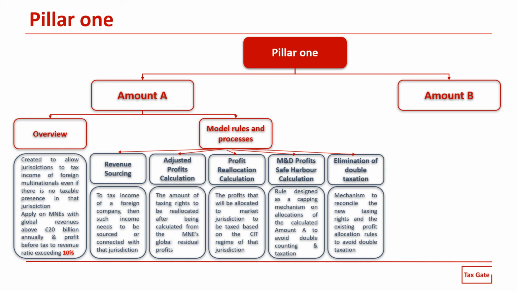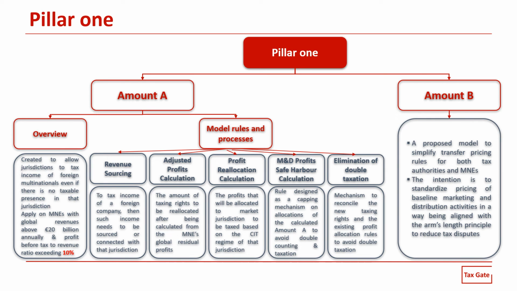And here the purpose of this model is to simplify transfer pricing rules for both tax authorities and multinational groups as well. The intention is to standardize and streamline the pricing of baseline marketing and distribution activities in a way that is aligned with the arm's length principle to reduce disputes in this area, which commonly trigger disagreements between both taxpayers and tax authorities. And here baseline marketing and distribution activities under Amount B would have a broad concept that would include marketing, sales, and logistics functions as well.